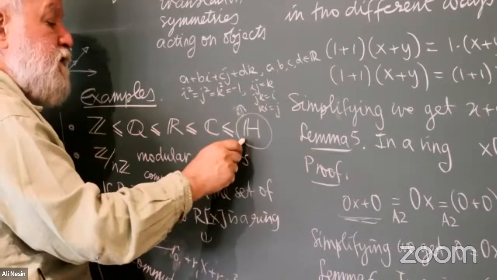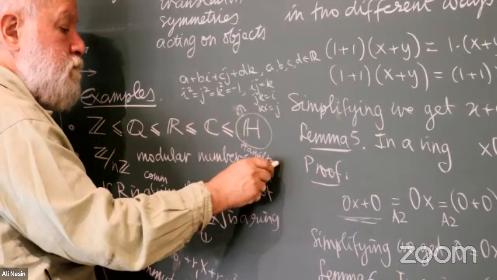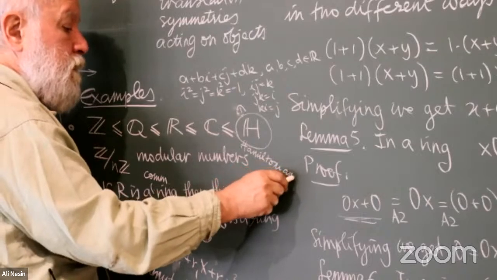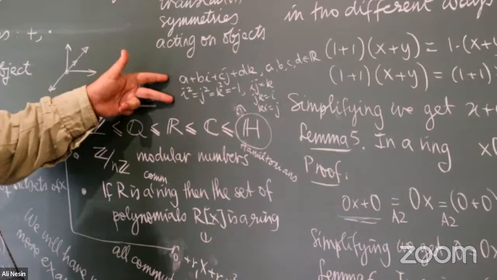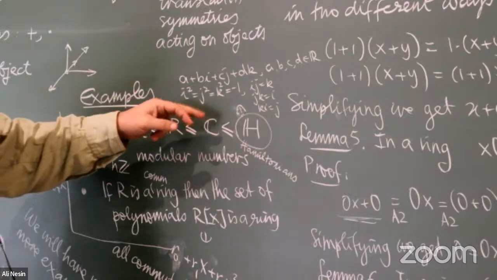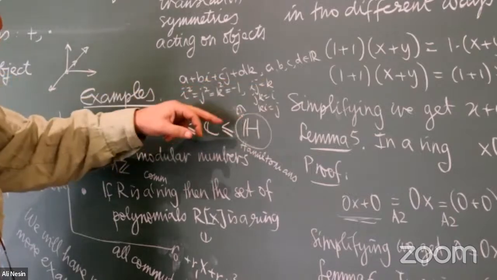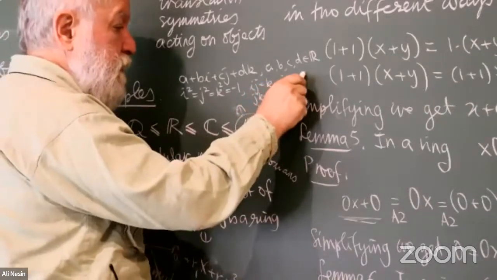This is called the Hamiltonians, in honor of Hamilton, who discovered these numbers. This is a very interesting ring. It is non-commutative, you see, because IJ is K, but JI will be minus K. You can check this. It's minus K.